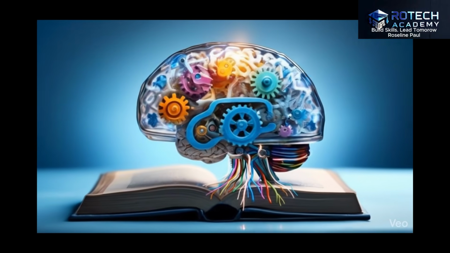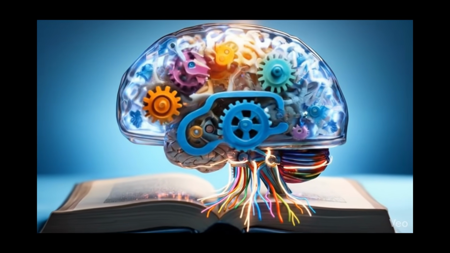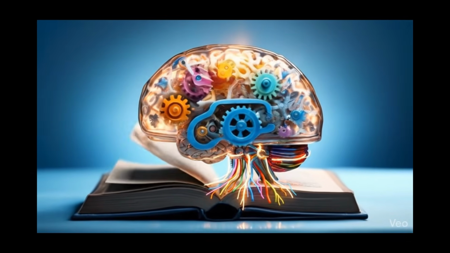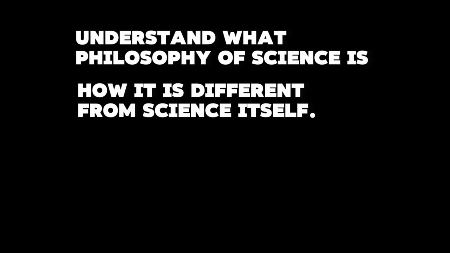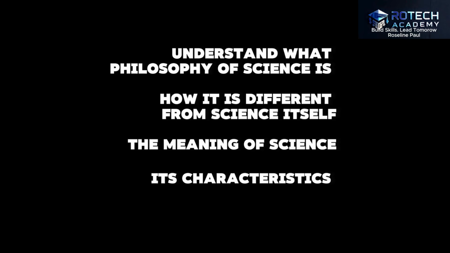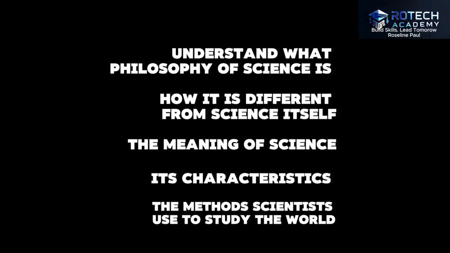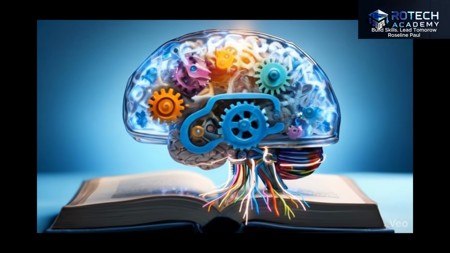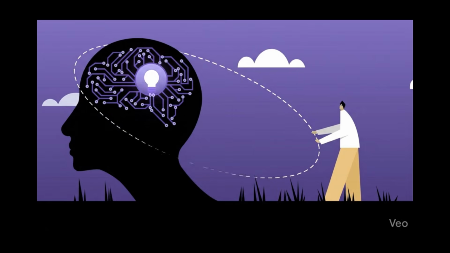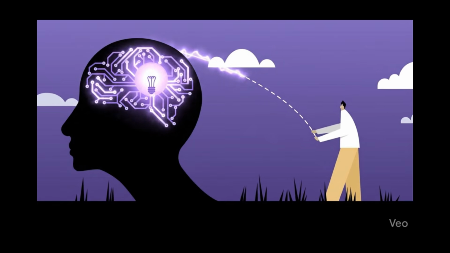Have you ever wondered how scientists know what is true, or how scientific knowledge is formed and tested? This section will help you understand what philosophy of science is, and how it is different from science itself. You will also learn the meaning of science, its characteristics, and the methods scientists use to study the world. We will explore important ideas such as induction, deduction, facts, laws, and theories. These are the main approaches used in scientific thinking.